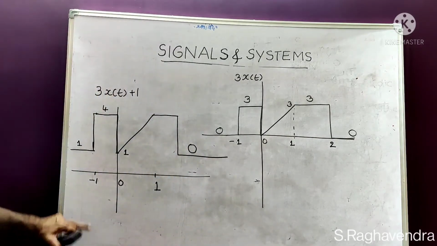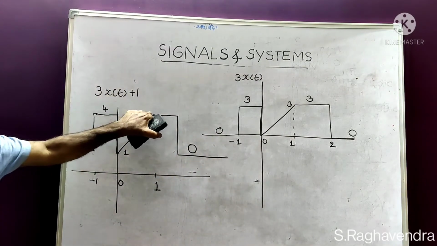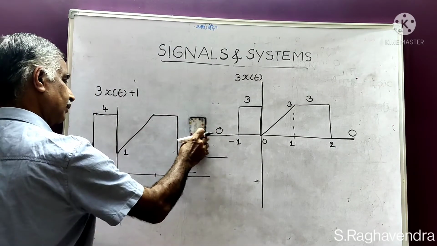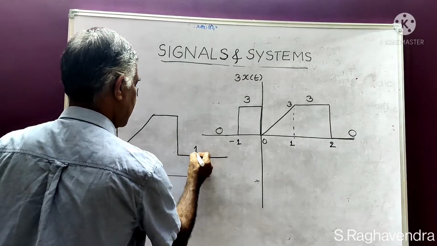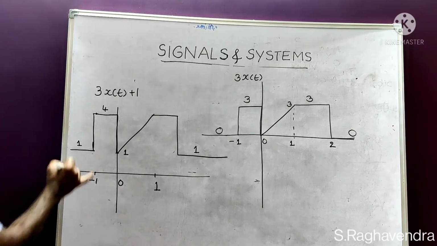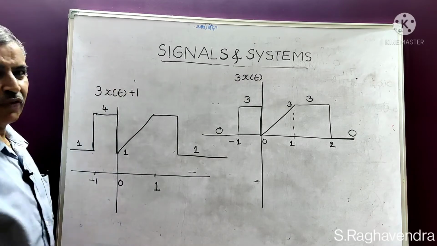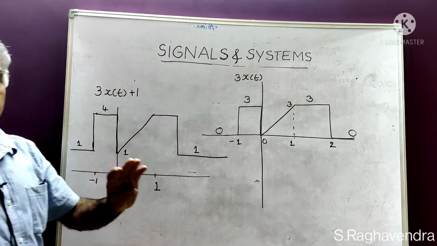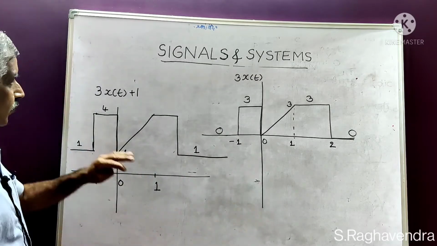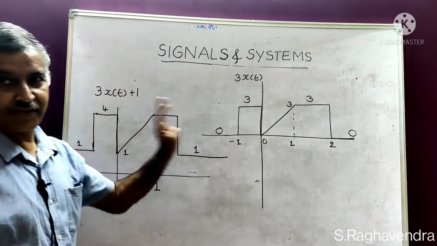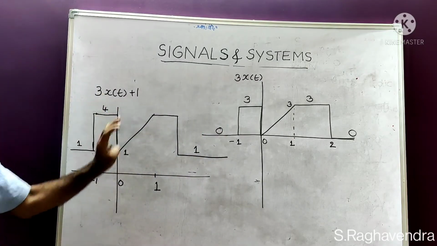This is what is called 3x of t plus 1. So first 0 plus 1, 1. Now this is what is called 3x(t) plus 1. So this is a remarkable transformation. So amplification, then addition of a DC term, and it has resulted like this. So this is how you have to sketch the graph.